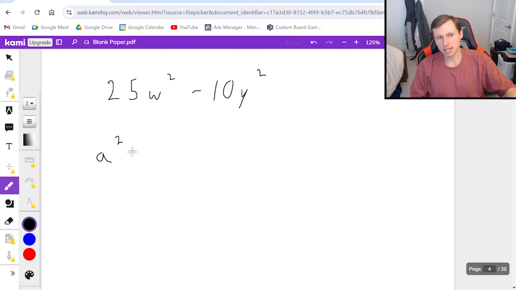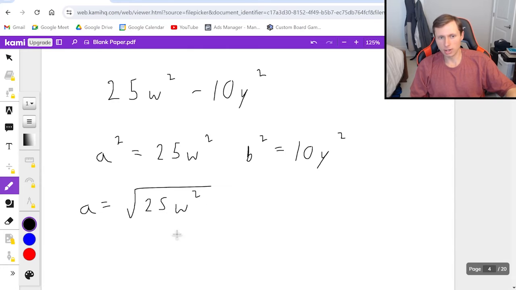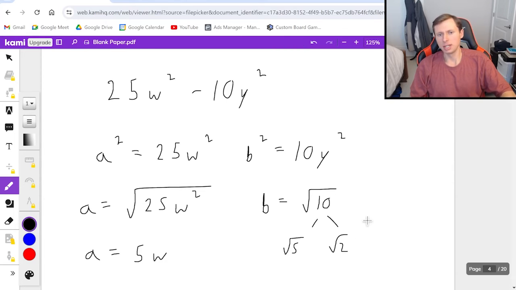First, I would say that a squared is 25w squared and b squared is 10y squared. So a is going to be the square root of 25w squared, giving me 5w. Then for b, it's kind of annoying because I don't know the square root of 10, but I can try and break it up. Root 10 breaks up into root 5 and root 2. But even that doesn't simplify any more than that.